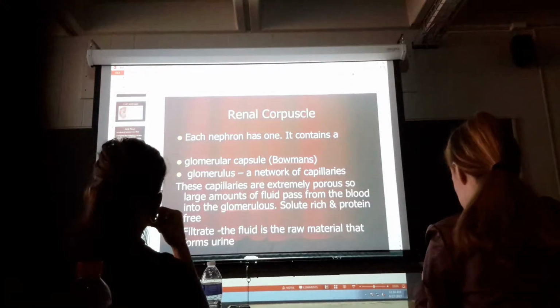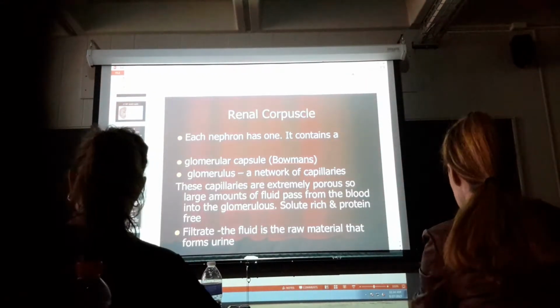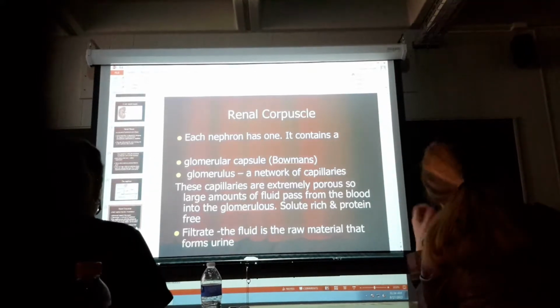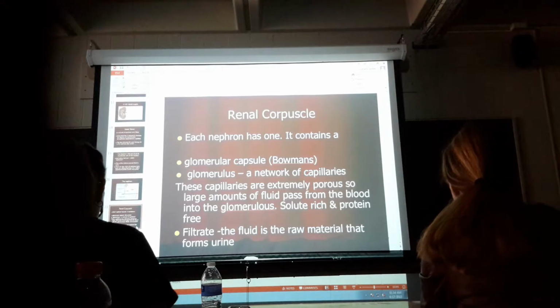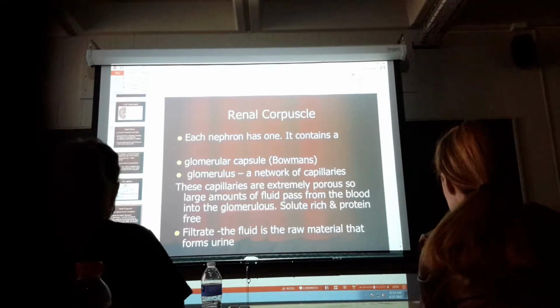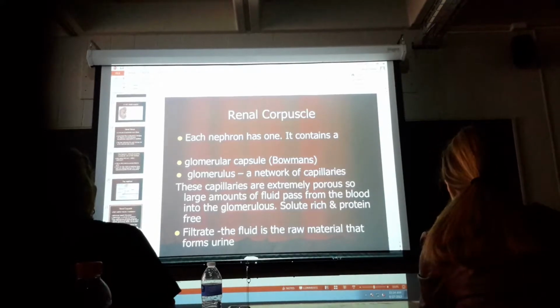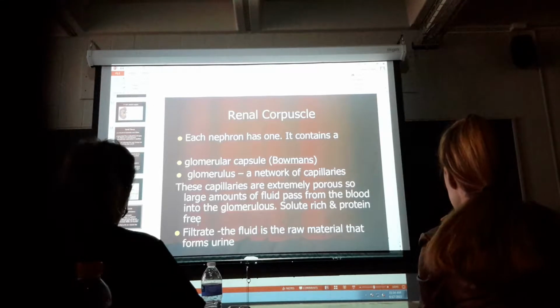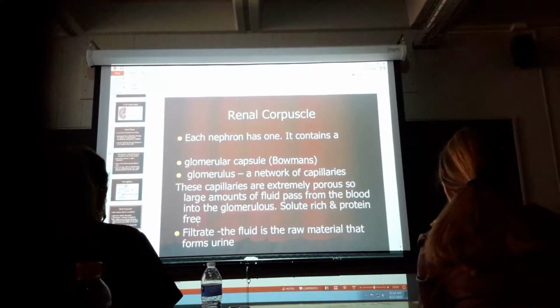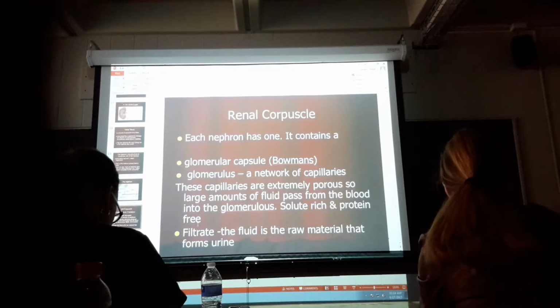Okay, so the renal corpuscle, each nephron has one. The glomerular capsule, or Bowman's capsule, is the outside shell. It contains the glomerulus inside, which are the capillaries. They're very porous, and they're solute rich and protein free. So protein stays outside. Protein does not come into the kidneys. We need protein to stay outside to maintain that pressure.